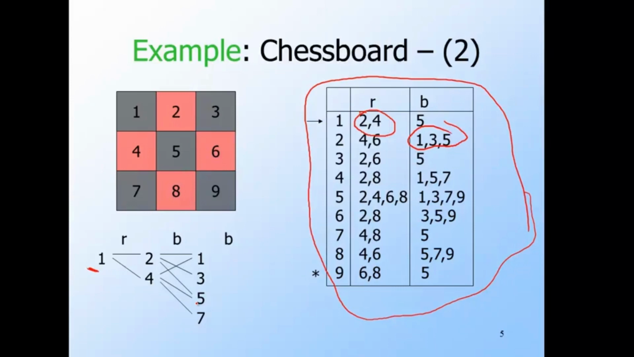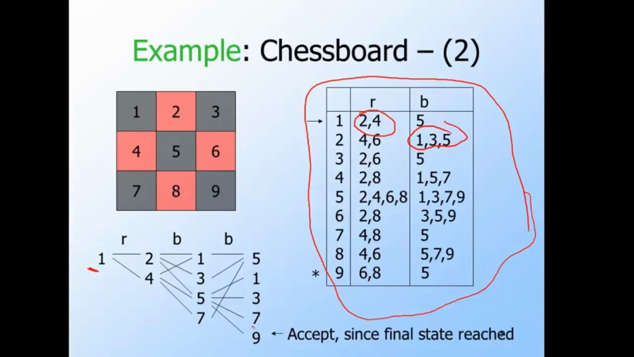That's all for the first B. Now the second B comes in, and from 1 you can only go to 5. From 3, same thing, you can only go to 5 on a black move. From 5 you can go to a lot of states: 1, 3, 7, and 9. And from 7, again, you only go to 5. So after reading RBB, you are in all the odd-numbered states, or actually all the black squares. Since 9 is the accepting state, we say that RBB is accepted by this automaton.